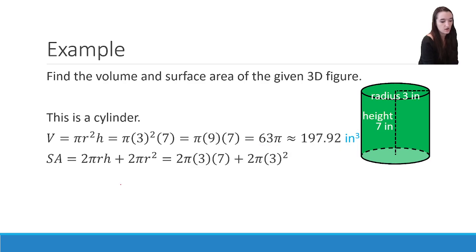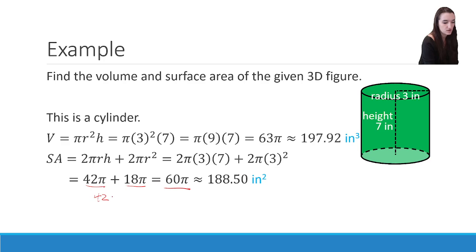For surface area, we then do a very similar thing. 2 pi times 3 times 7 plus 2 pi times 3 squared. Again, remembering that we square the 3 alone, so that'll become 9. 9 times 2 is 18, so we have 18 pi, and then 3 times 7 times 2 is 42 pi. Adding that together, we have a total of 60 pi's, because 42 plus 18 equals 60. So there's 60 pi's, they're like terms, which we can then plug into our calculator to get 188.50 square inches.